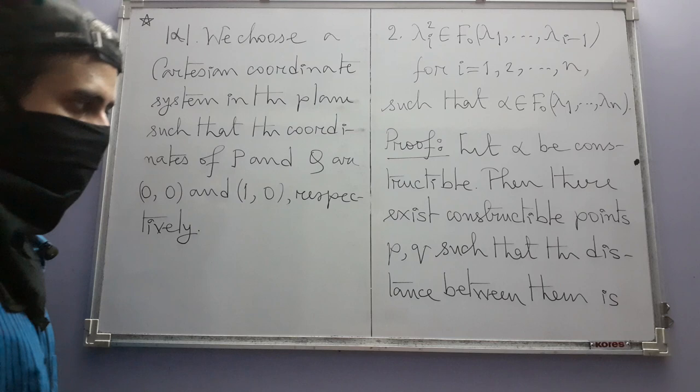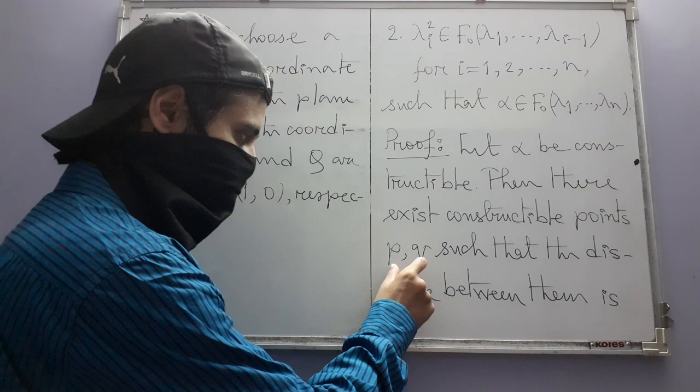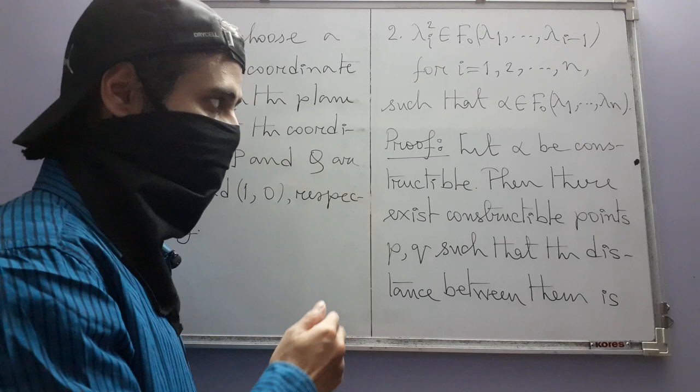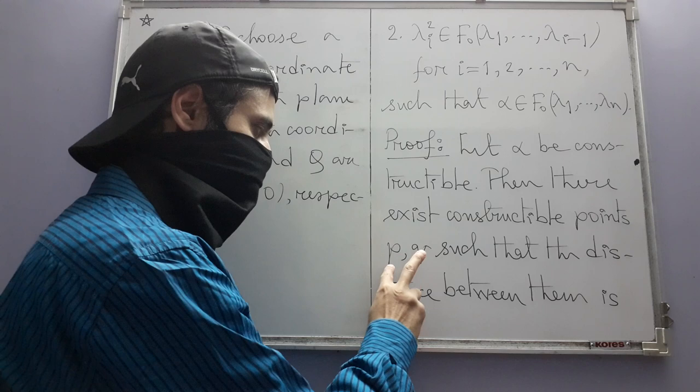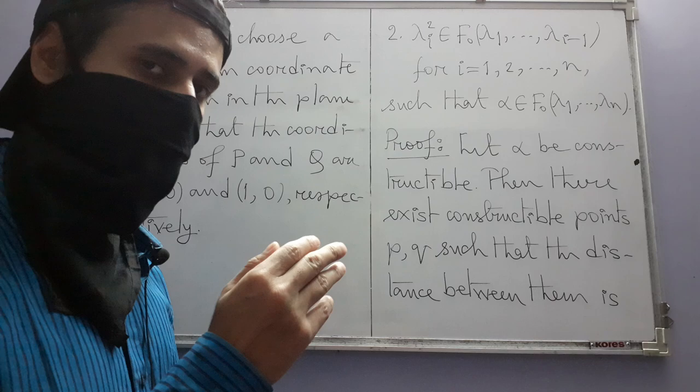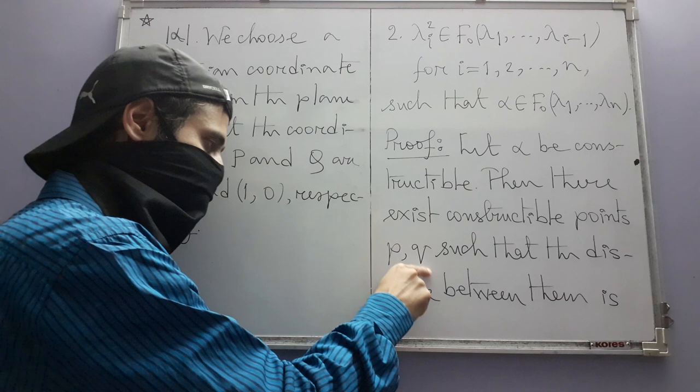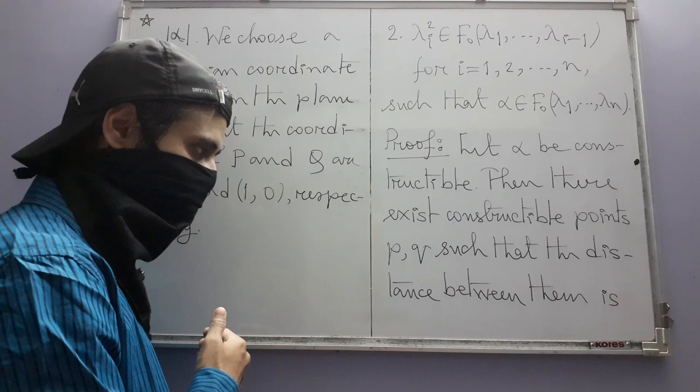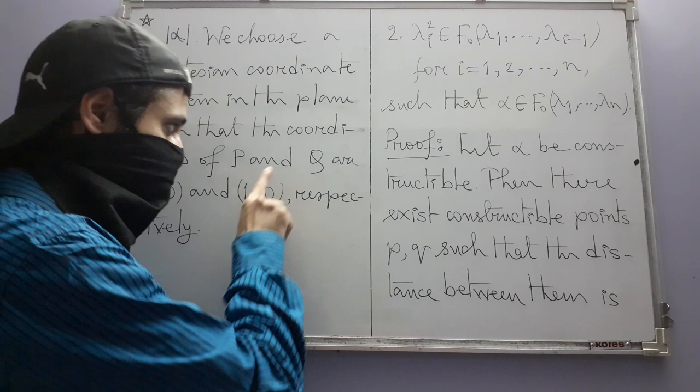See, small p and small q are also some points in the plane, but their existence has arisen because of alpha. It is given, or we are assuming, that alpha is constructible. So there exist constructible points p and q such that the distance between them is the absolute value of alpha. That's how we have p and q. But because p and q are constructible, each one of them is constructible by a finite sequence of compass and straight edge operations starting from capital P and capital Q.